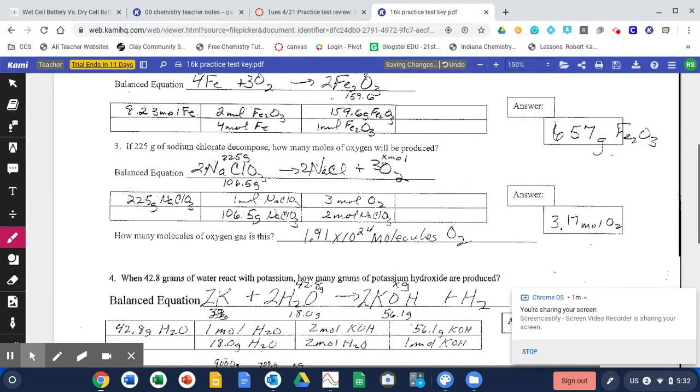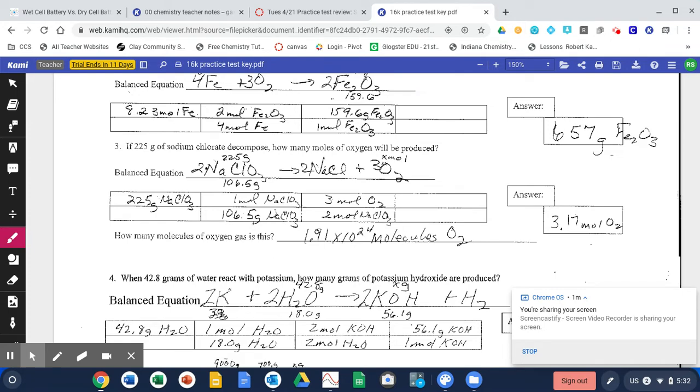Number 3. You've got a gram-mole problem. And so you have, starting with 225 grams of sodium chloride, and you want to know how many moles of oxygen. So you're going to start with what's given. You're going to use molar mass, and then you're going to use mole ratio. And so those are the steps in order. And you end up with 3 sigs in your answer, 3.17 moles of oxygen.